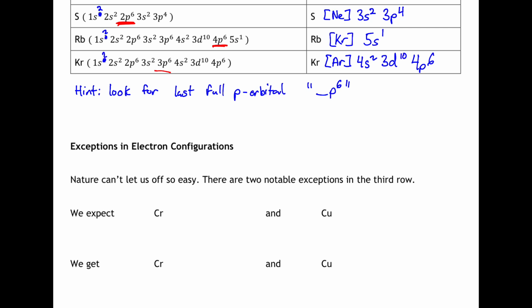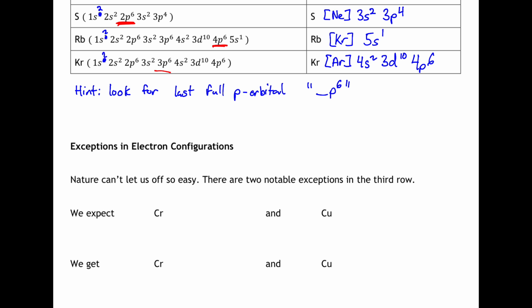So there's some notable exceptions because nature is just nature, and our descriptions of it don't make nature the way it is. They're just our best way of predicting and analyzing the way the universe exists. So we're going to do some notable exceptions. Chromium and copper have some exceptions.